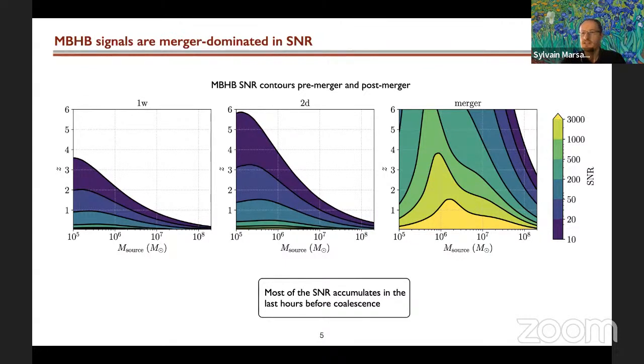Whenever we say that MBHB signals are very loud, it's worth reminding that most of this SNR accumulates in the last hours or directly at coalescence. This is the equivalent of the plot I've just shown, but simply 1 week prior to merger and 2 days prior to merger. So the merger itself really carries most of the signal-to-noise ratio.